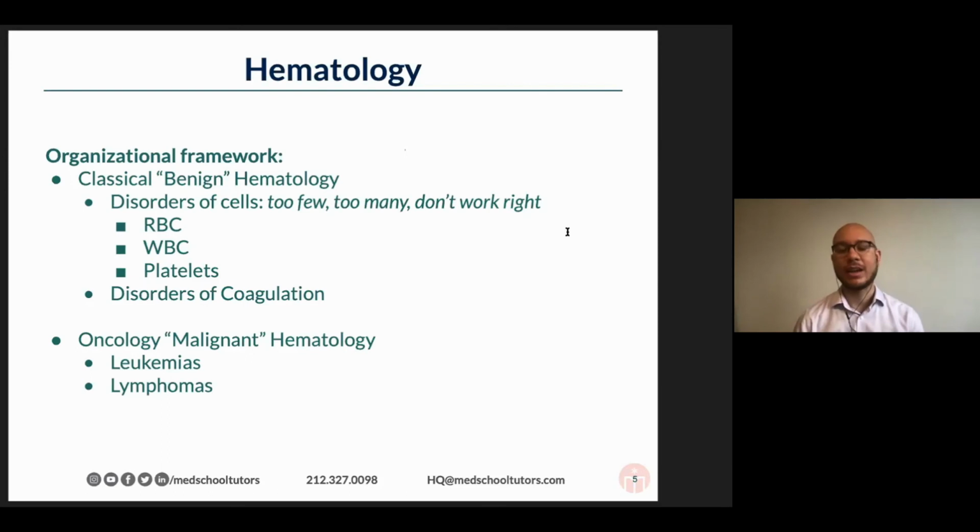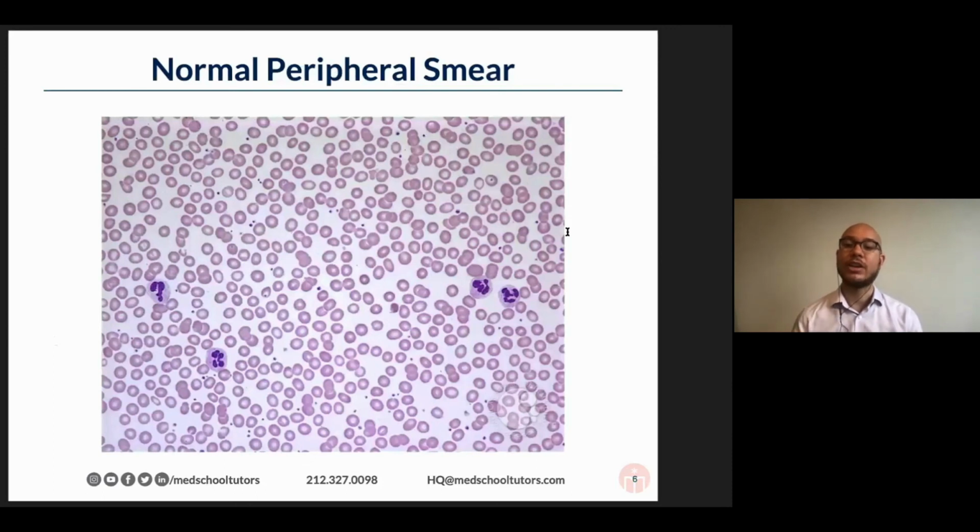And just like a basic science curriculum of many med schools, it's important to look at the normal to then recognize the abnormal. So this, as all the slides and images in this presentation come from the American Society of Hematology Image Bank. This is an example of a normal peripheral smear. And it's important to have an organized approach when looking at a normal peripheral smear.